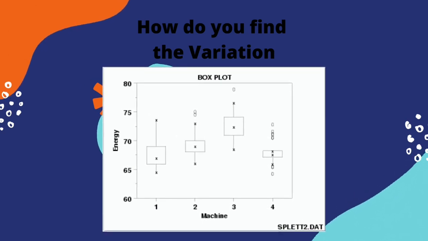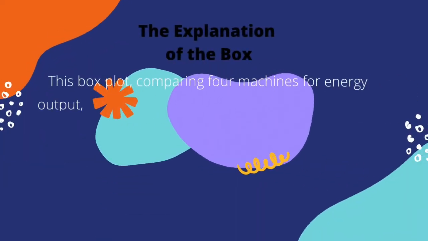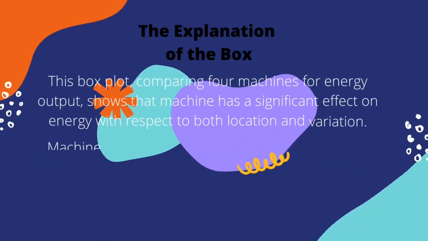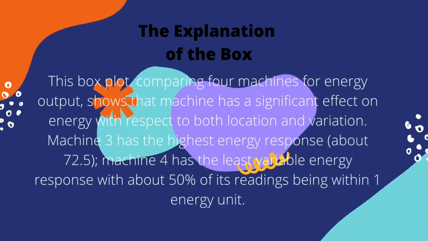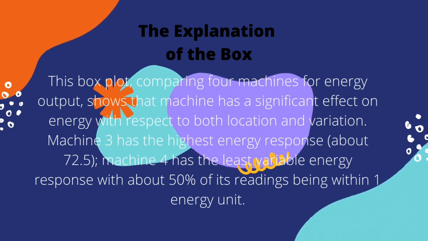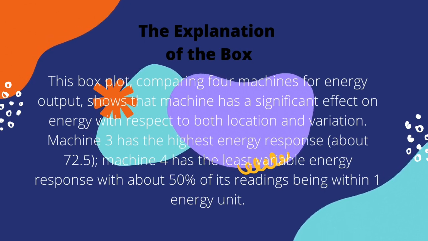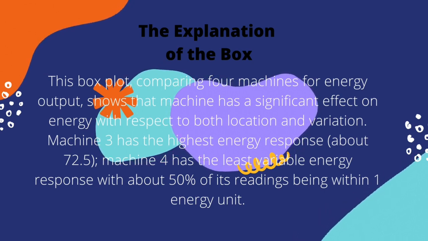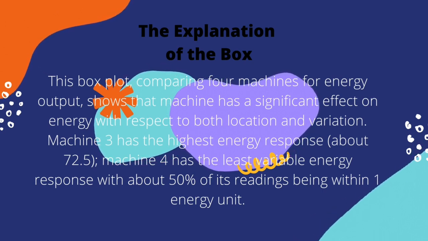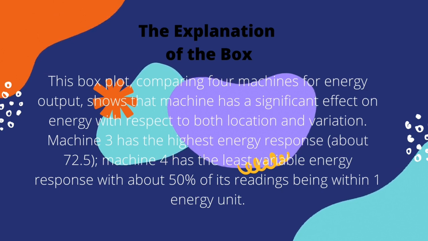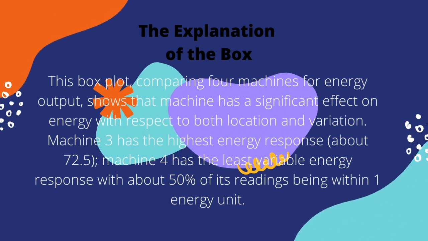How do you find the variation? The explanation of the box. This box plot, comparing four machines for energy output, shows that machines have a significant effect on energy with respect to both location and variation. Machine 3 has the highest energy response, about 72.5. Machine 4 has the least variable energy response, with about 50% of its readings being within 1 energy unit.